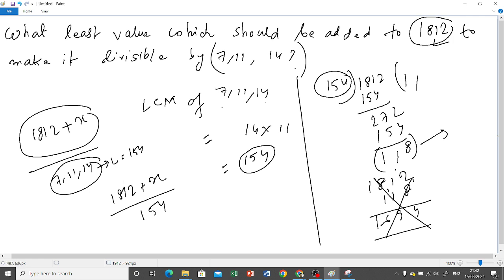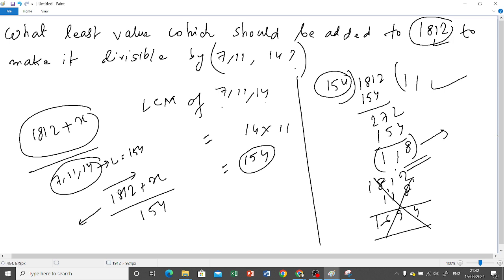Now that means 1812 is not completely divisible. There will be some remainder, and that is what we see if we divide it. That means 1812 is not divisible by 154. Normally we subtract the remainder, right? But if we subtract the remainder, we will actually go back. We don't want to go back, we want to proceed forward.